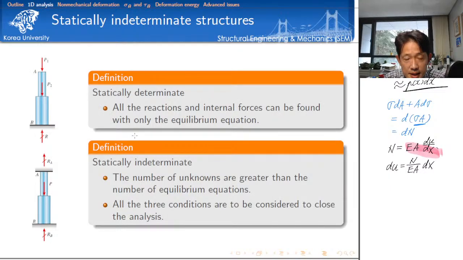Alright, so the next subject is statically indeterminate structures. Okay, because this story is rather a long discussion, I'd like to make a break here, a 10 minutes break, and we'll be back at 11.